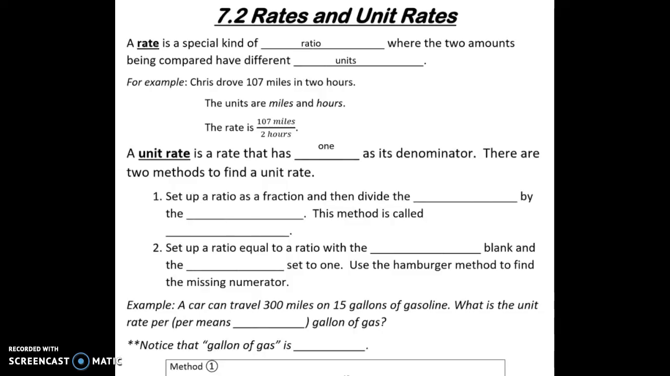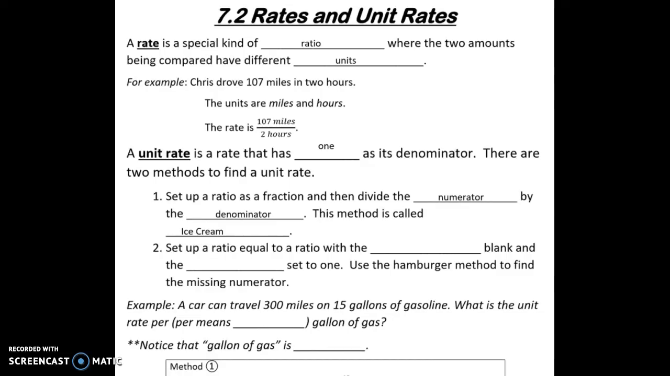The first method, we can set up a ratio as a fraction and then divide the numerator by the, what do you think, denominator. This method is called, this is something we've used before, ice cream. So we're basically, oops, I misspelled that, didn't I? We are dividing the top number by the bottom number.